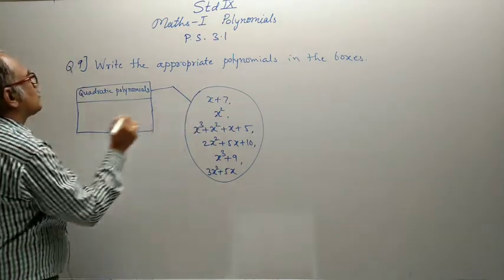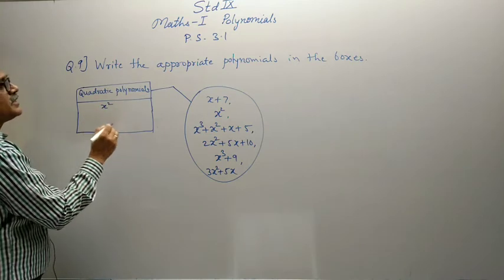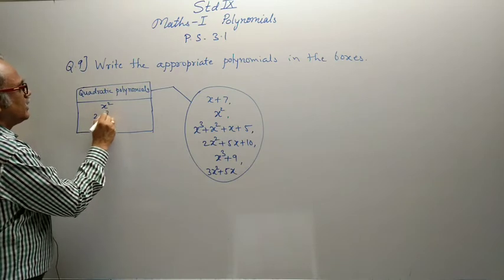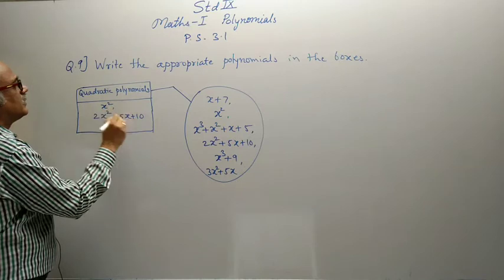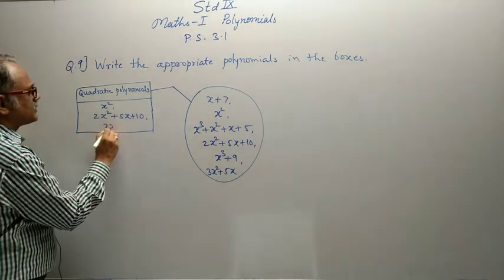So which are the quadratic? First is x square. Second is 2x square plus 5x plus 10. Write line wise as it is given here, in one line only one. Third is 3x square plus 5x.